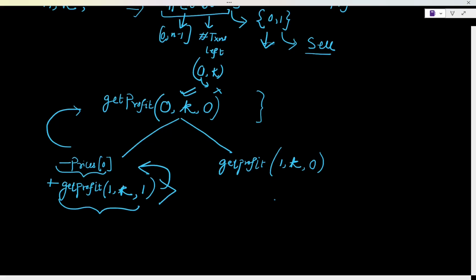In other words, I will represent DP states in white now for clarity purposes. That is the final recurrence relation. So when I'm looking at DP of 0, K and 0, starting from the first index with K transactions with a buy, this answer will be the max of these two choices.